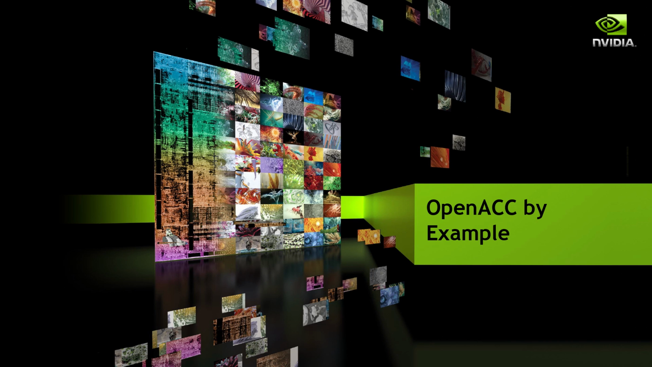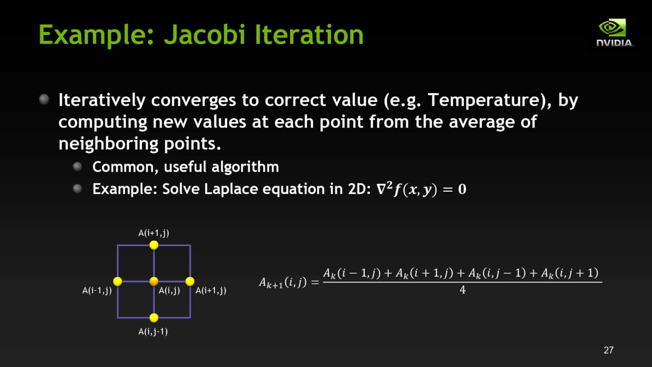Now, what if we wanted to do a more real-world example? What if we want to do something more complex than a single naturally parallel loop? And so I'm going to use a code that you've probably seen before. Again, maybe you haven't. It's called a Jacobi iteration.